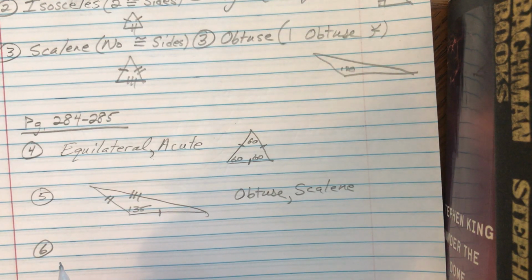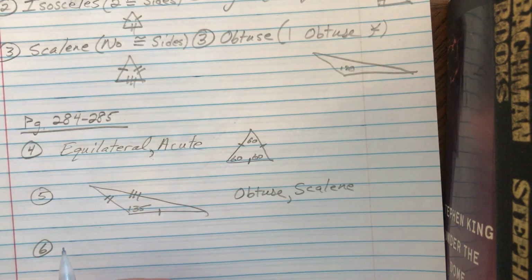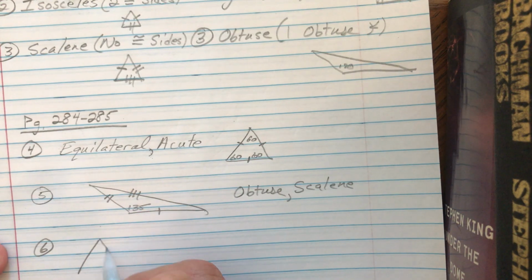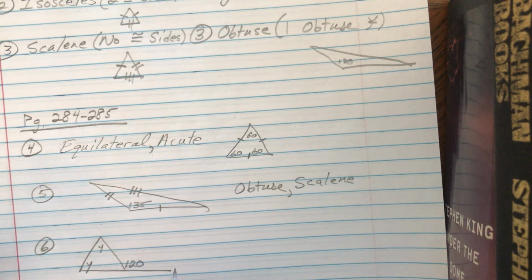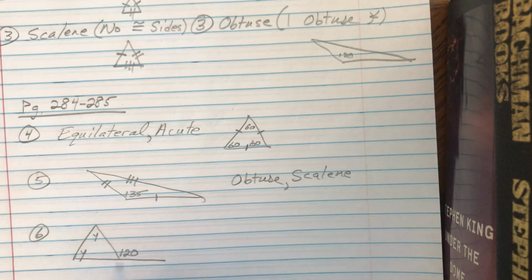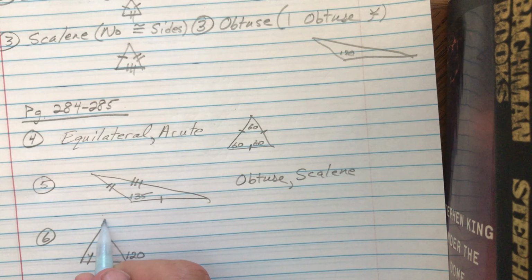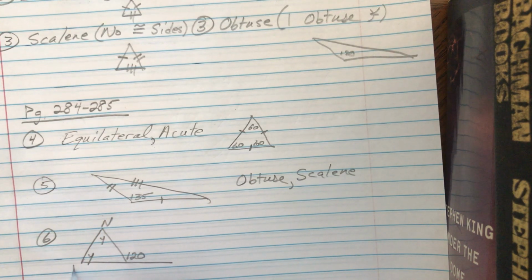Next, for number 6, number 6 looks like this. This is y, this is y, and this is 120. They want you to figure out what y is. Or they're actually asking for angle n. This is n, this is p, and this is q.